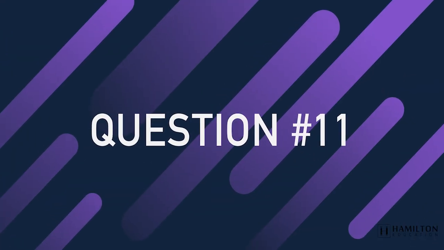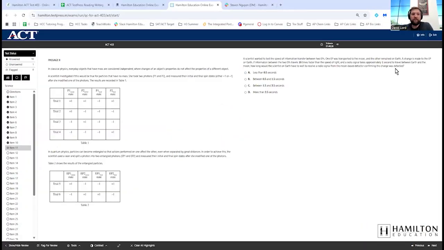Scientists want to test the speed of information transfer between 2 EPs, or entangled photons. One EP was transported to the moon, so we've got the moon here, and probably the other one's on Earth. So we have EP1, and let's just say EP2.